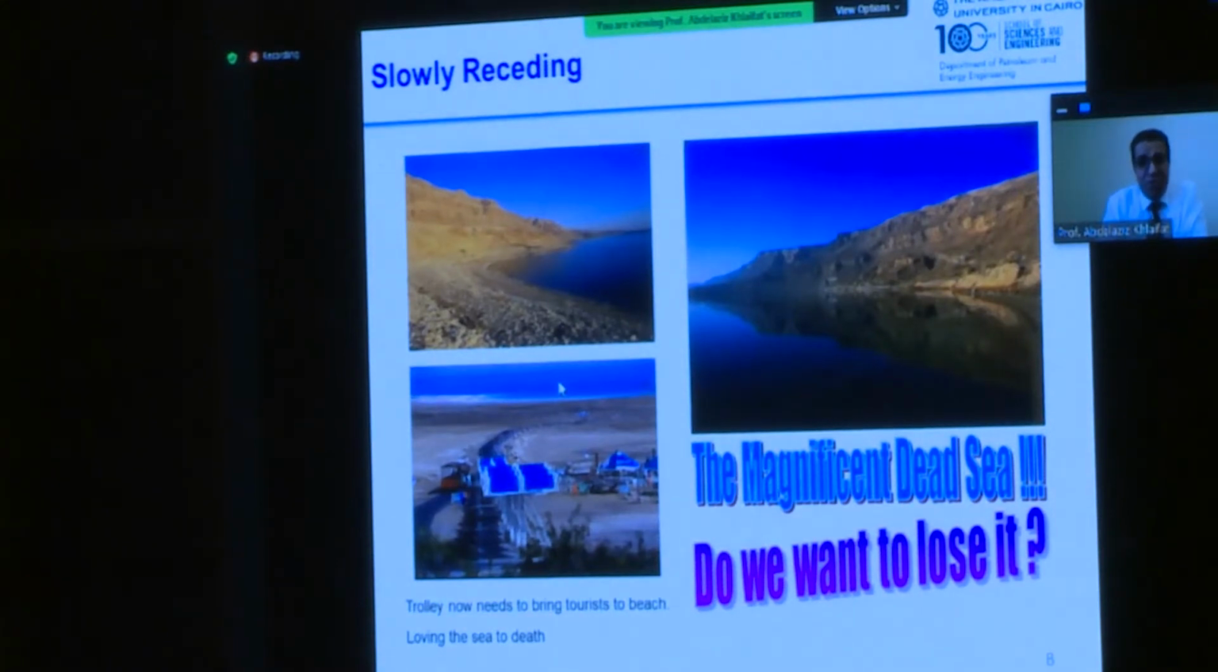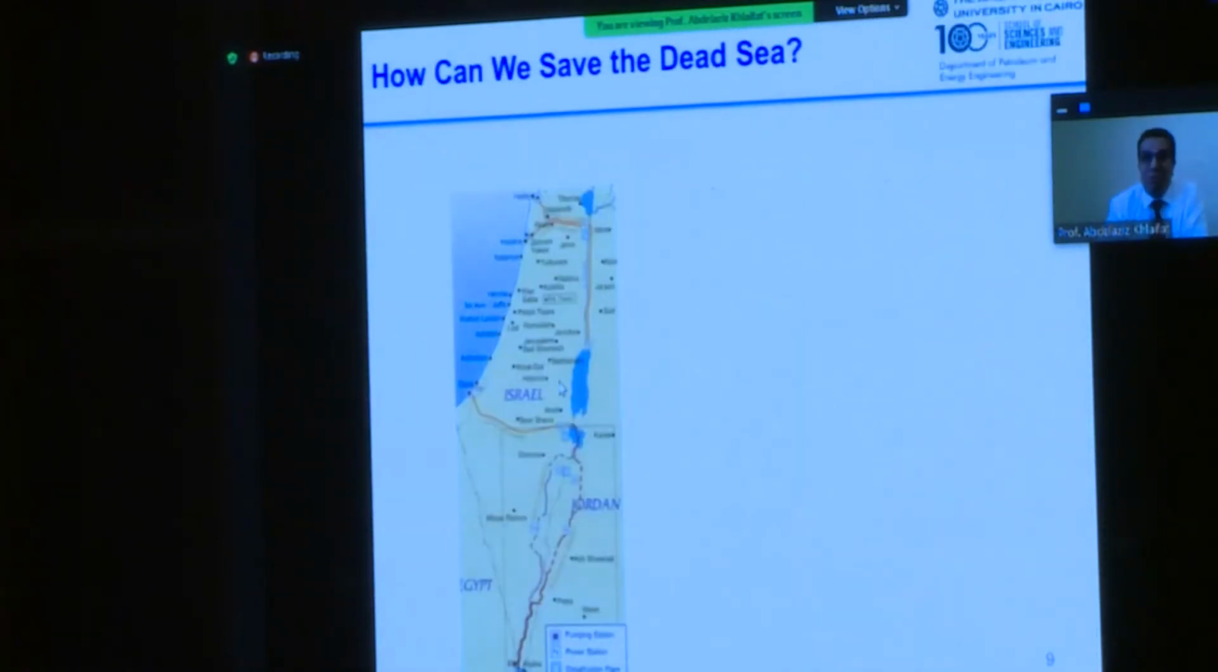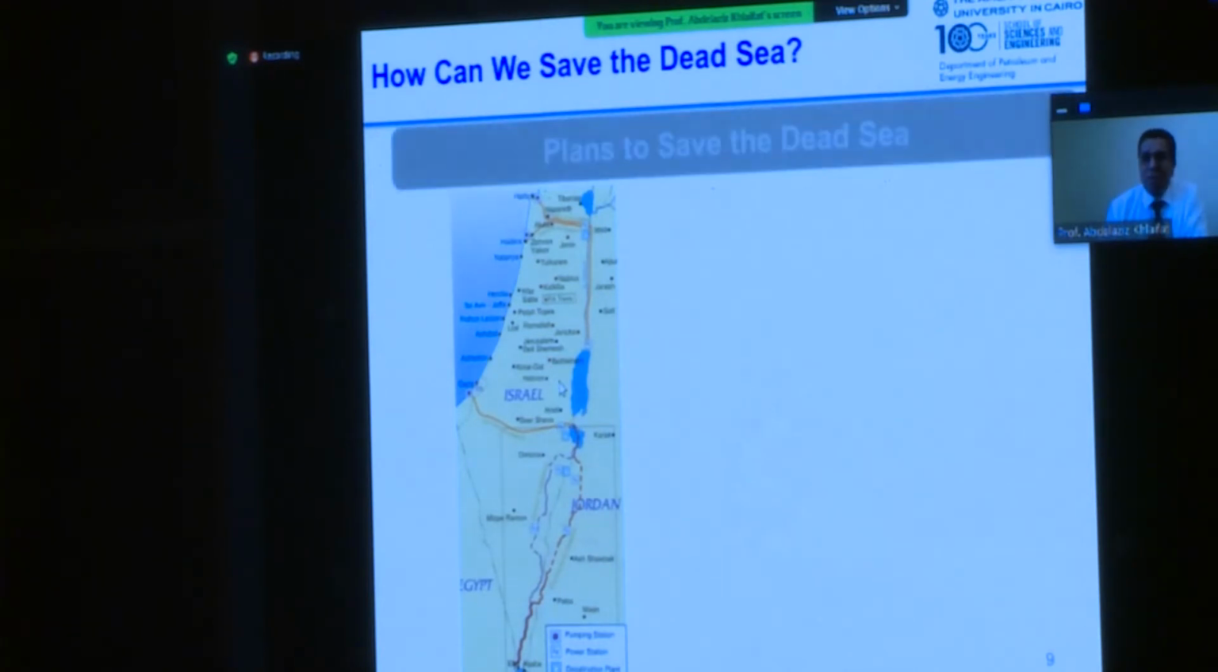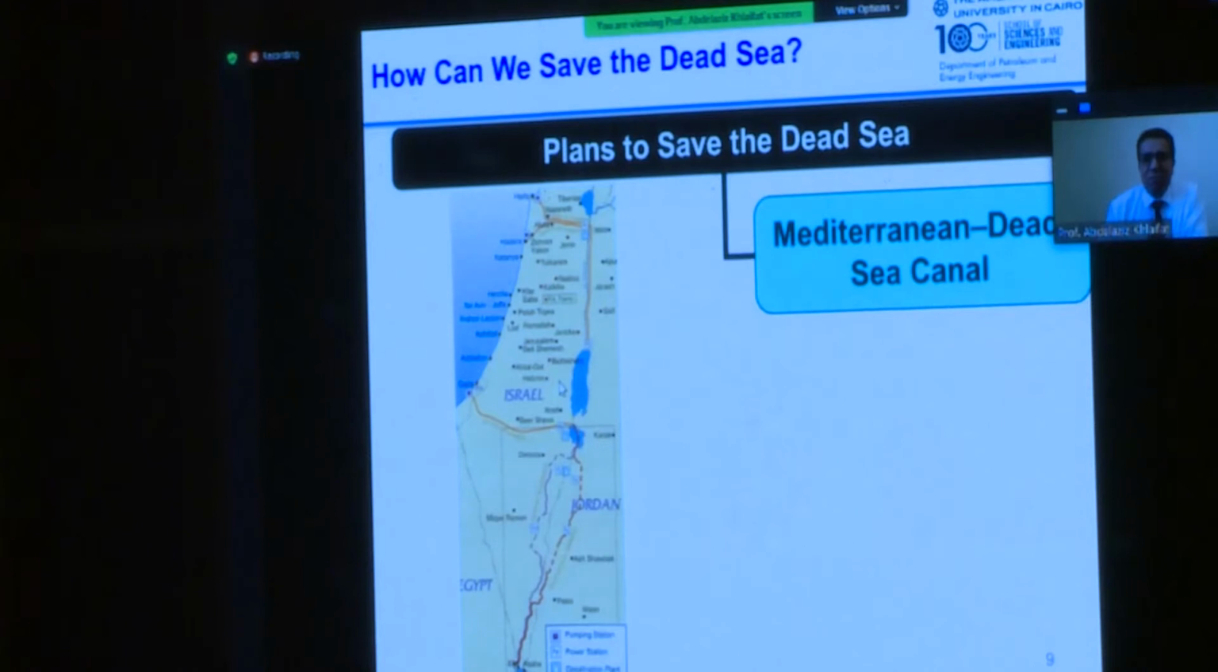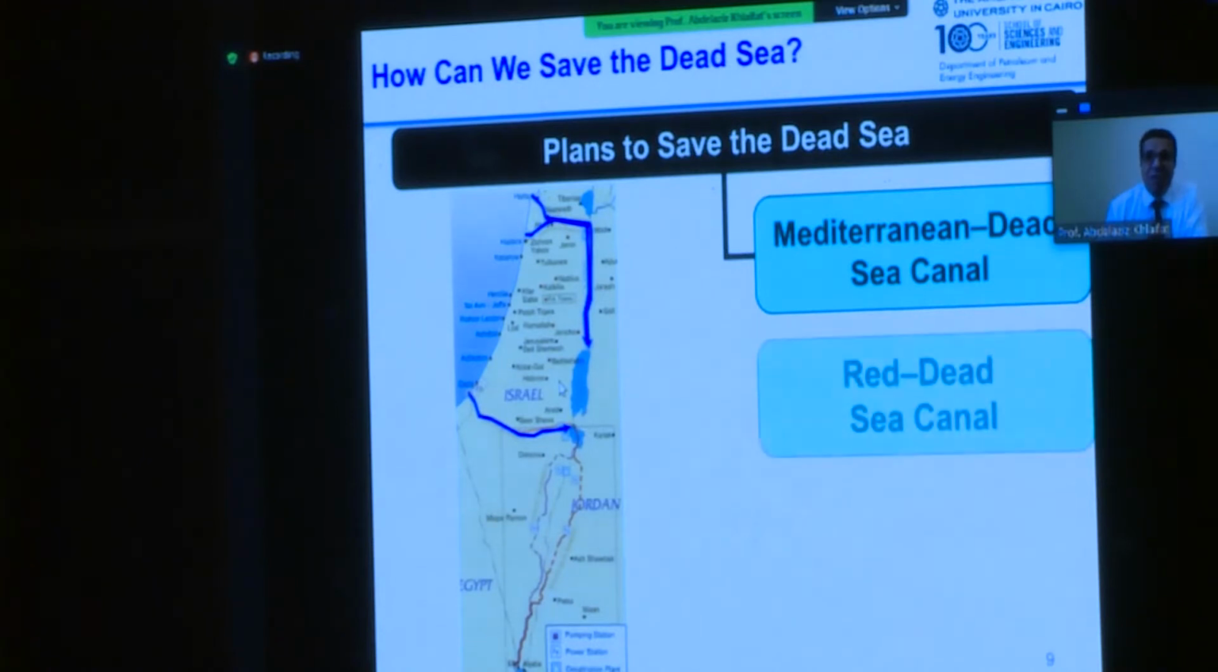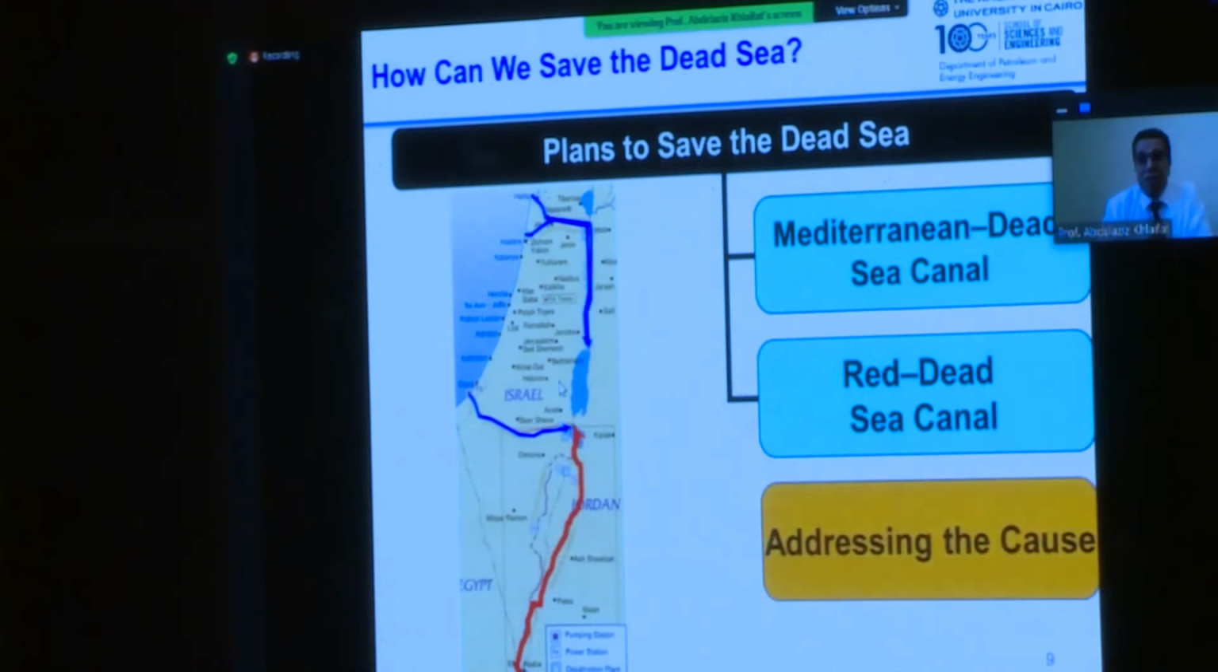Regardless of what happens to the Dead Sea, we still love it to death, and wherever it goes, we are going to follow its shoreline. That's why people recently thought of ways to save the Dead Sea. There were many plans, starting from the 60s and 70s, to bring water from the Mediterranean through different routes to the Dead Sea, but they failed because their main objective was not to save the Dead Sea. Recently, the most viable plan is to convey water from the Red Sea, from Aqaba, to the Dead Sea, and this could be a viable choice.